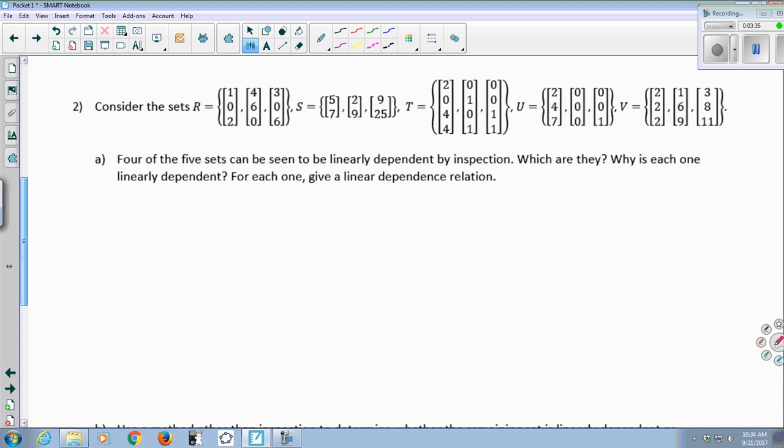All right, so I've got some sets here. 4 of the 5 can be determined to be linearly dependent just by looking at them. So let's look at set R here. What do you think?